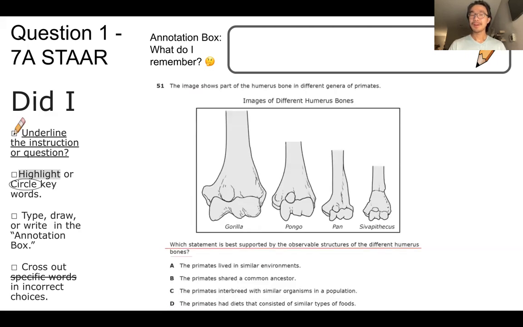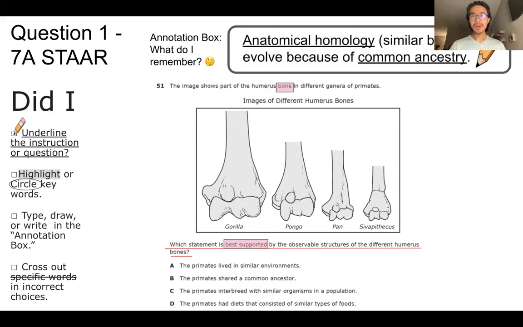Again, underline the question. Which words have we seen in this lesson? We've been hearing about bones, so let's highlight the word bones. What about bones? Bones are anatomical. When they're similar in their structure, we call that anatomical homology. So we see that similarity in this photo. And anatomical homology evolved because of a common ancestor.